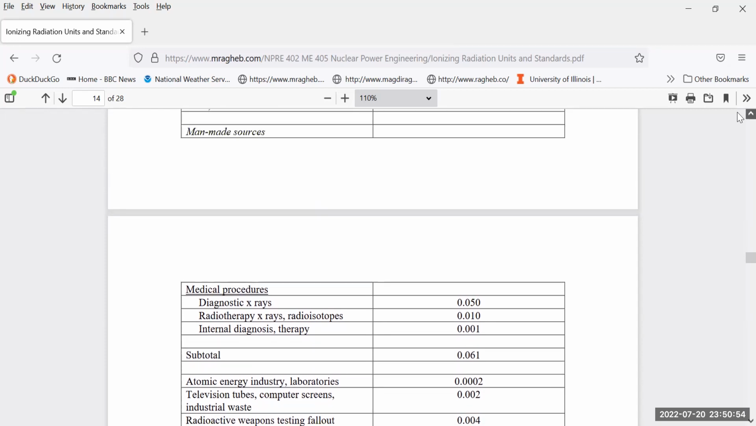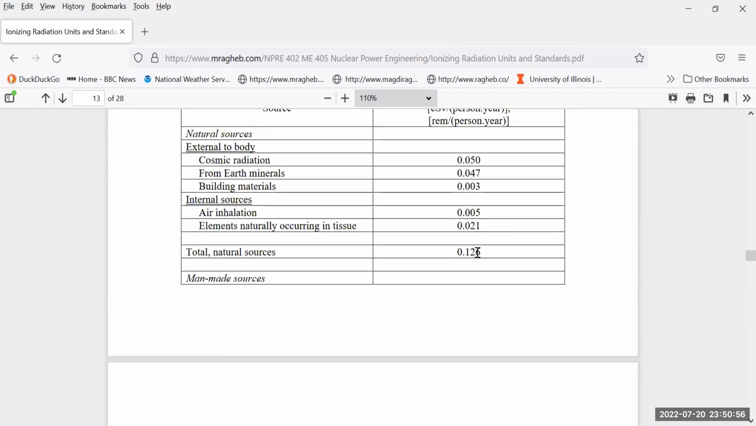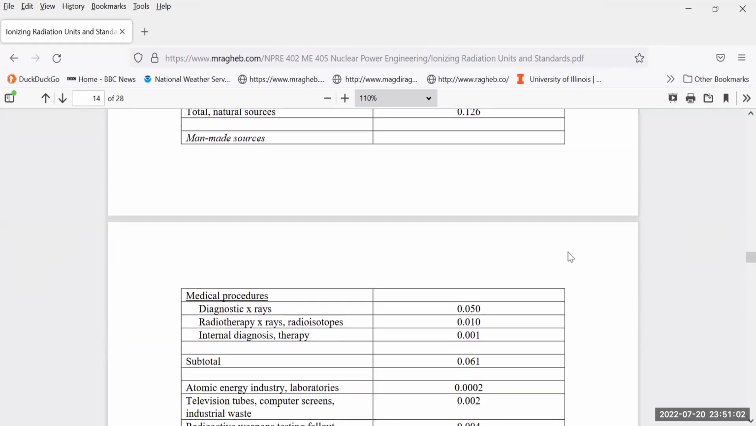Let's compare this to what we get from nature. It's 126 millirem per person per year. So our technological society has added about half the amount of dose of radiation that we get from nature.